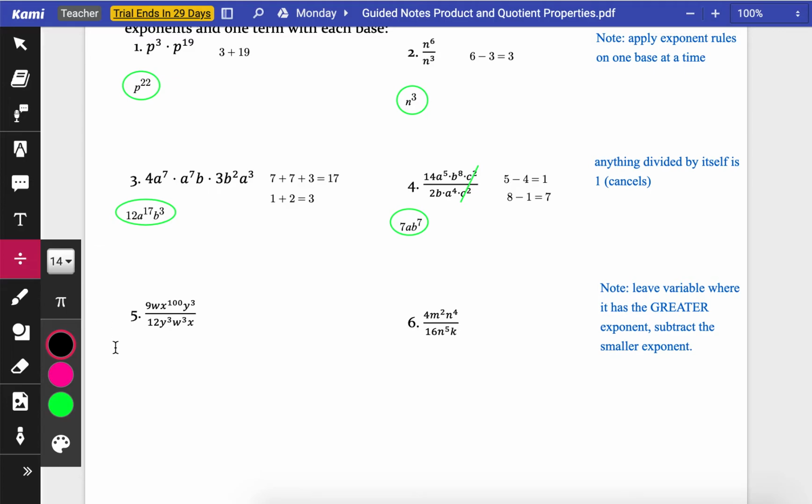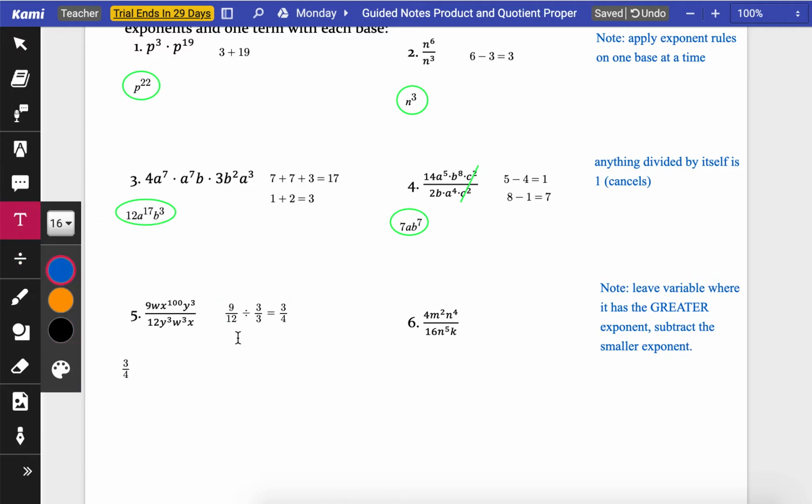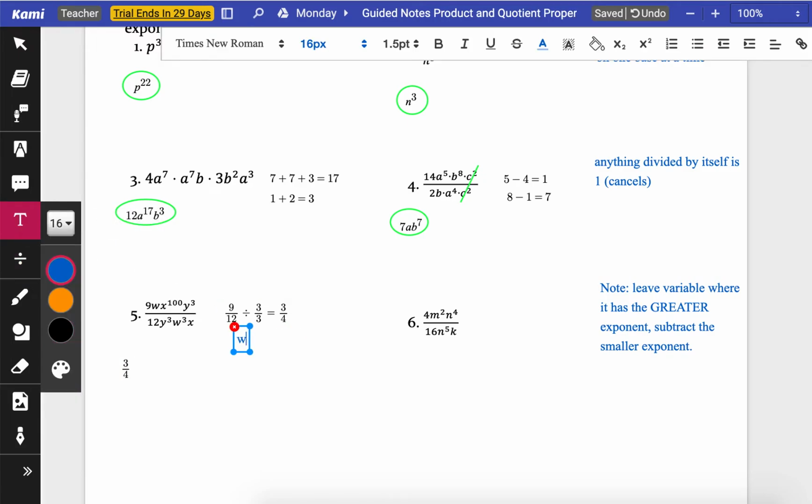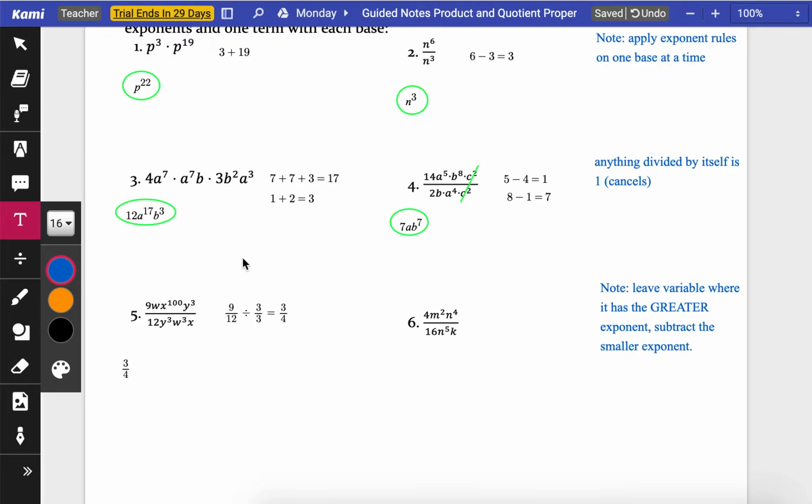So let's start piecing together our new, simplified fraction. 9 over 12 is a fraction that we can simplify. 3 goes into both of these, and dividing 3 out of each spot gives us 3 over 4. We're going to look at the w's, and I'll just mention it.